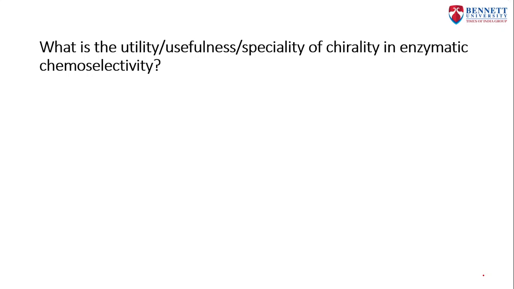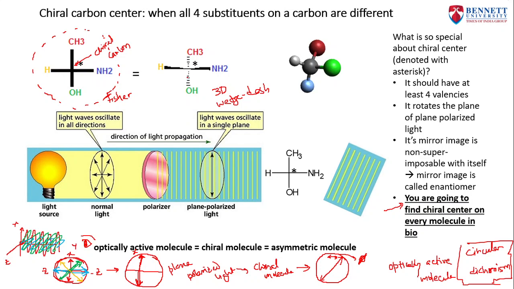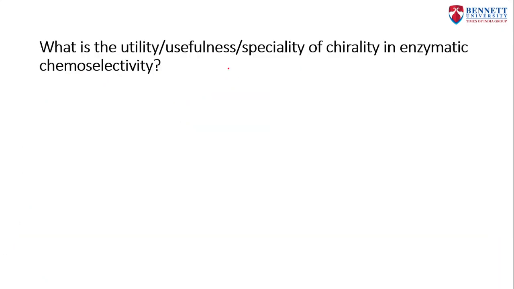The second aspect is the utility of this chirality in enzymatic chemoselectivity. This is probably more of a practical use. The fact that these molecules have different arrangements of groups in 3D space is utilized by biomolecules in enzymatic selectivity. Let's give an example. Let's talk about adenosine, or DNA synthesis.